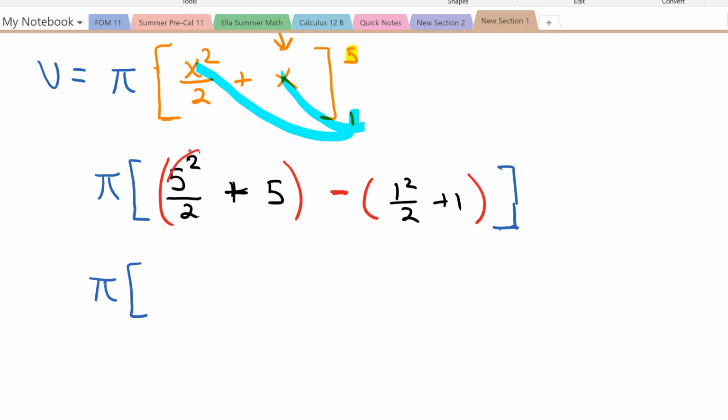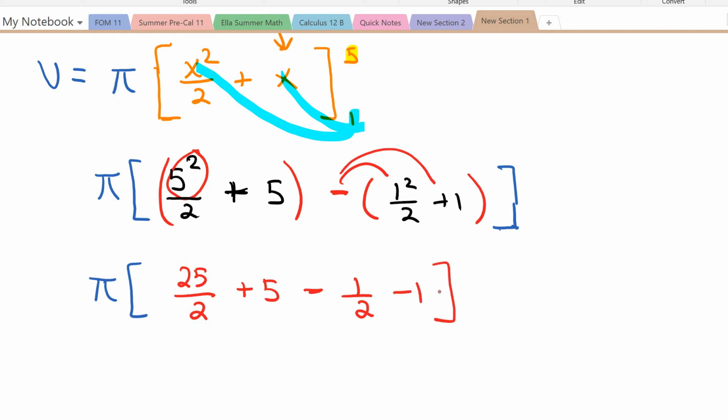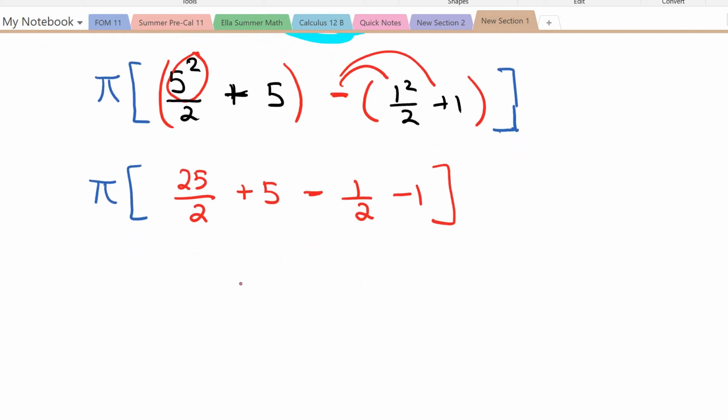So this part right here, 5 to the power 2, that's going to be 25. So 25 divided by 2 plus 5, minus 1/2, and then minus 1. And then if you evaluate all of that, that's going to be 16 in the brackets. And then you have your pi on the outside. So my final answer is going to be 16 pi.